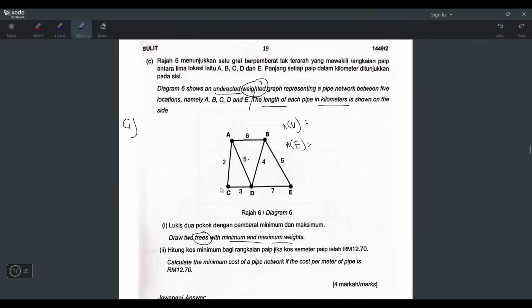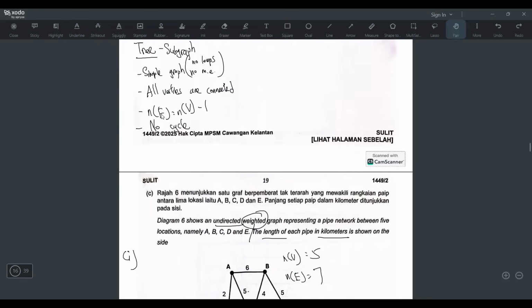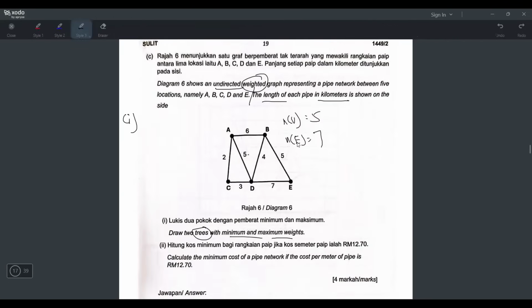So NV got 1, 2, 3, 4, 5. That's the 5, right? But your NE got 1, 2, 3, 4, 5, 6, 7. Right? So tell me, is this master graph a tree? The answer is no. Because for it to be a tree, the number of edges has to be NV minus 1. So the NE, the edges, has to be 4. But now it's 7 lah. So you have to erase how many edges? 7 have to minus 3 to get 4, right? That means I have to erase off 3 edges.